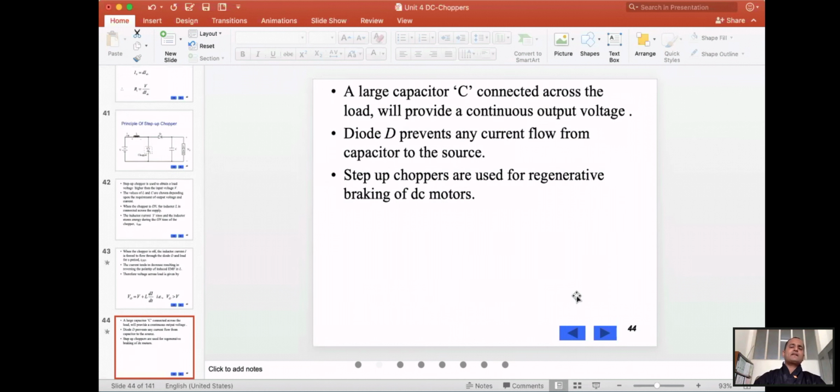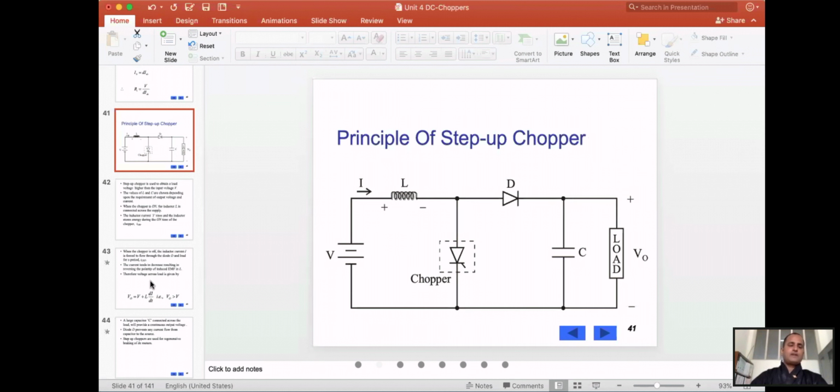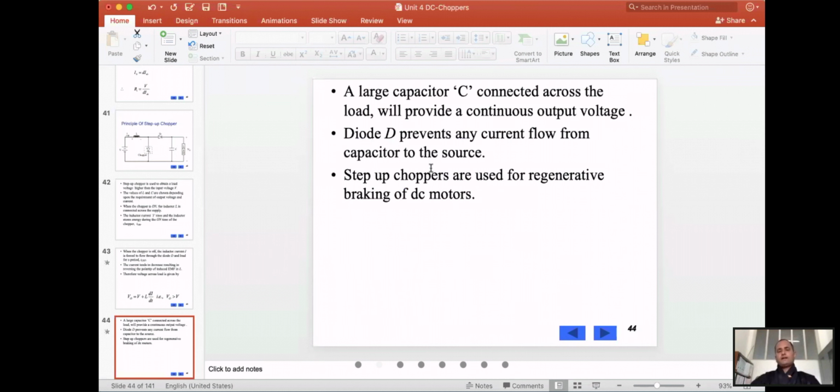So a large capacitor connected across the load will provide the continuous output voltage. You must be thinking, why do we connect these large capacitors? To have a continuous flow, that means continuous output voltage. So this is mainly used for the continuous output voltage. The diode D will prevent any current flow from the capacitor to the source when it is off.